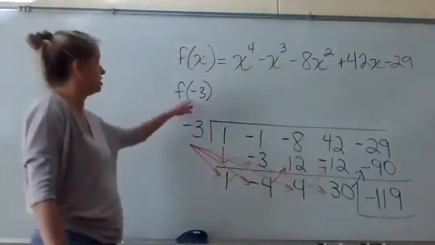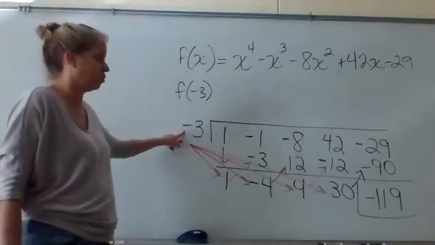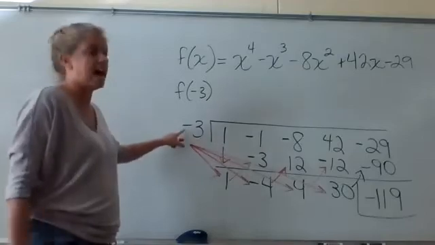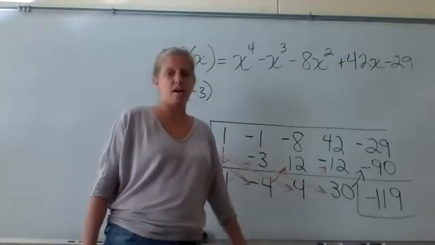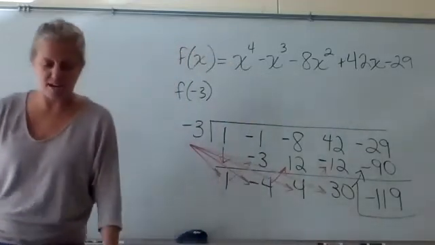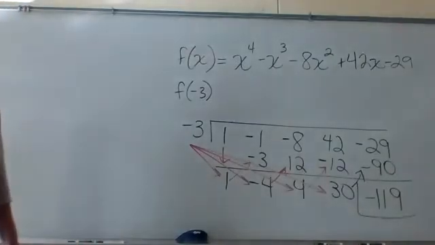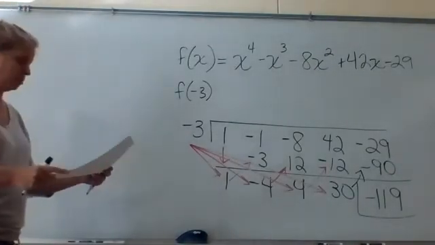-119, which means this graph would not cross the x-axis at -3. When x is -3, the y would be -119. So it doesn't cross the x-axis. It goes all the way down to -119 on the y-axis. All right, number 3.